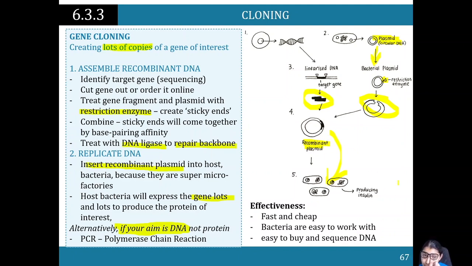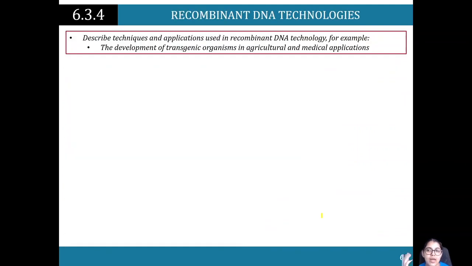In the treatment of type 1 diabetes, an autoimmune disease where the person's body does not produce insulin, they can't regulate their blood glucose levels, and so that's where we can use this process to produce insulin and help them regulate their blood glucose levels and, as a result, survive. The effectiveness is that it's fast, it's cheap, bacteria are easy to work with, and it is also easy to buy and sequence DNA.